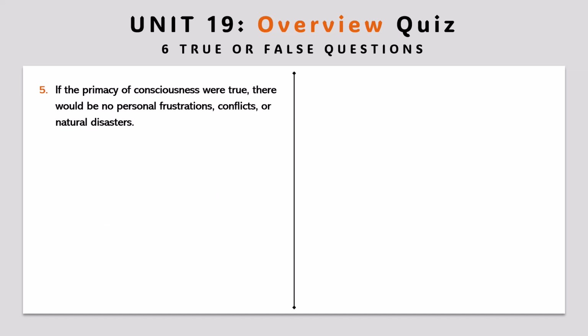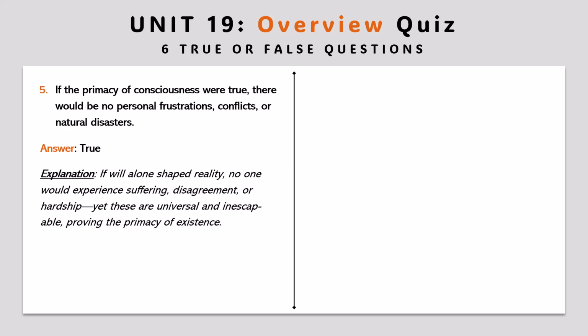Question number 5. If the primacy of consciousness were true, there would be no personal frustrations, conflicts, or natural disasters. Answer: true. Explanation: if will alone shaped reality, no one would experience suffering, disagreement, or hardship, yet these are universal and inescapable, proving the primacy of existence.